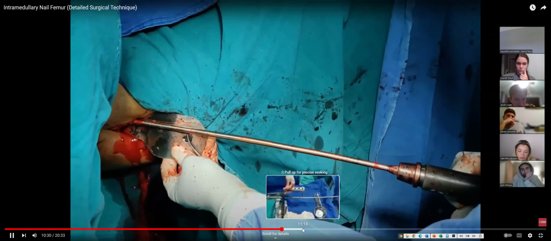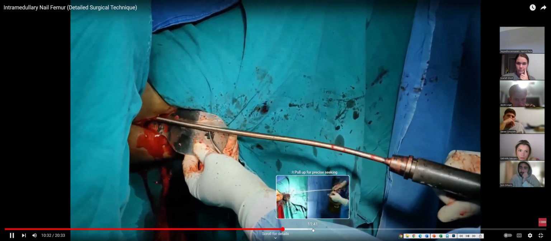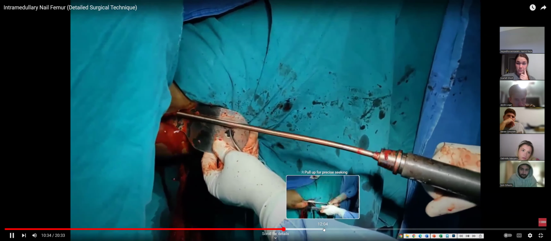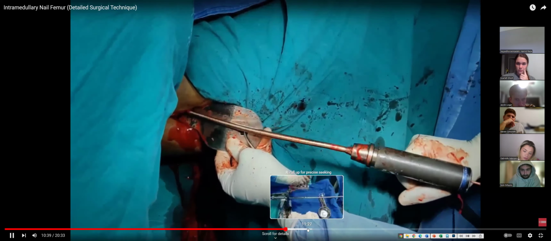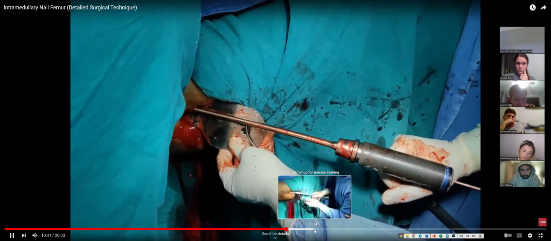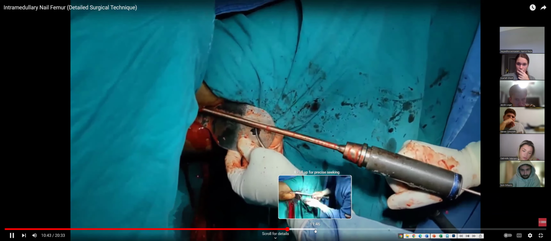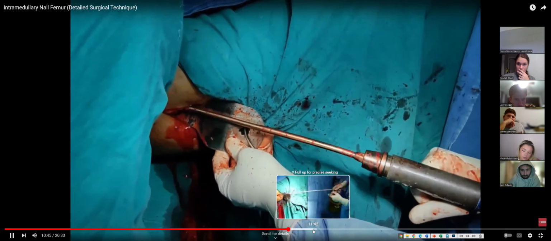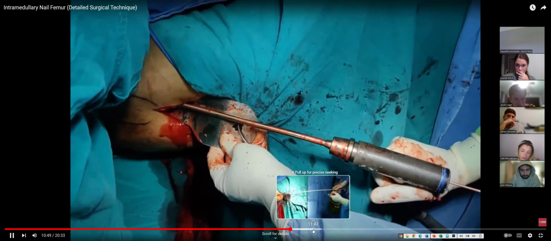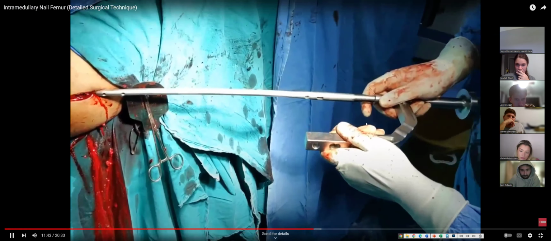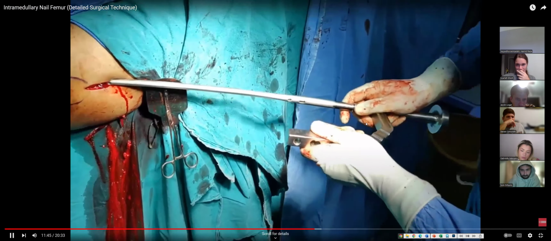So now we are reaming up to 11 and we are getting a frank chattering. You can hear this noise. So when you start hearing this noise, that is the upper limit of your reaming. You don't want to ream any more than that, because all you are going to do is either cause fragmentation or an anterior bow of the nail. So go slowly and pass the nail.